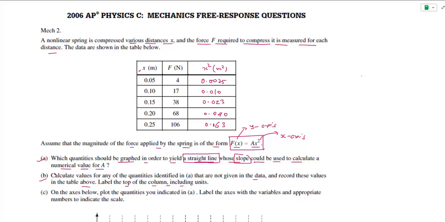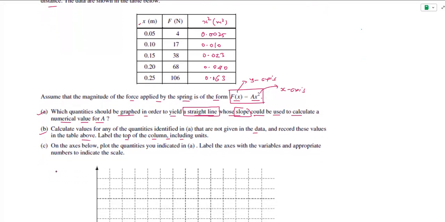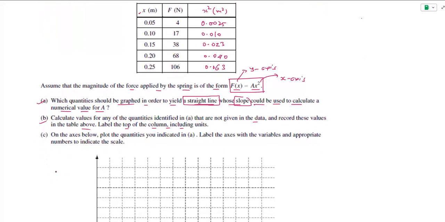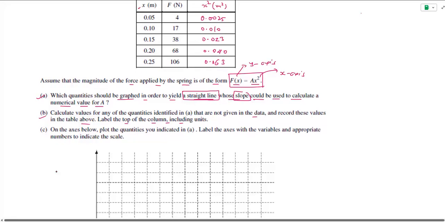So we have answered both part A and B. Should I plot it or no need? No, the question is ahead. C part: on the axis below, plot the quantities you indicated in A and label the axis with the variables and appropriate numbers to indicate the scale.